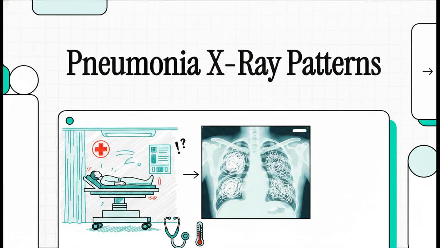But here's the thing. Reading these films accurately while you're under the gun, that is a massive challenge. So in this explainer, we are going to crack the code on pneumonia x-ray patterns, and we'll figure out exactly how to tell the difference between typical and atypical infections.